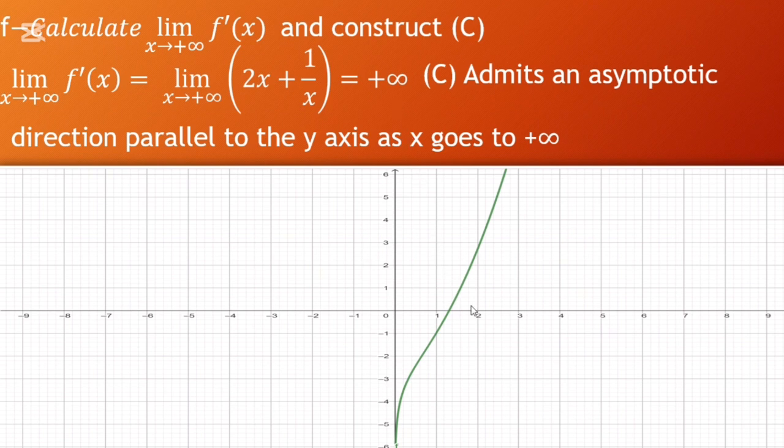Here is the curve of f. The curve cuts x prime x between 1.3 and 1.4.